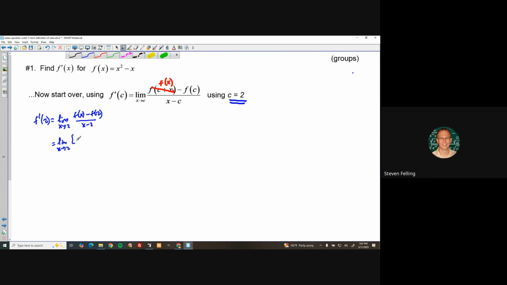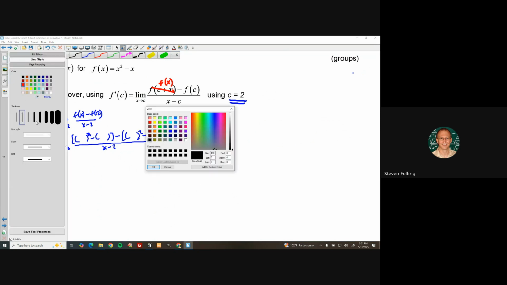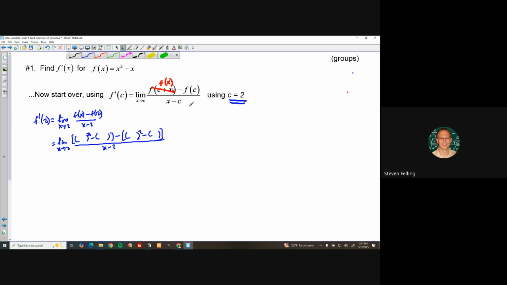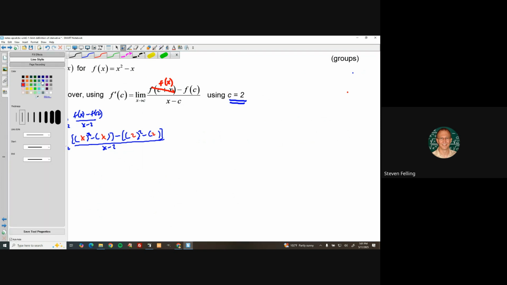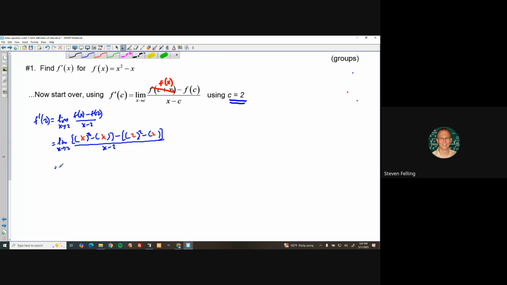And that means that we would replace each of these. So the f of x gets replaced with something squared minus something, minus another copy, something squared minus something, over x minus 2. And we would plug in x for this first copy, and for the second copy we're plugging in 2, which means that we can simplify now.